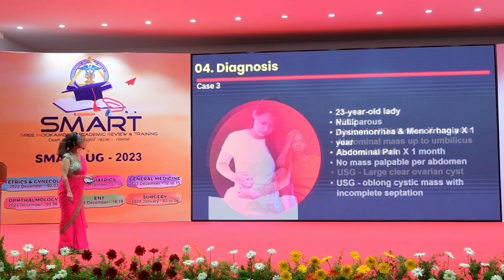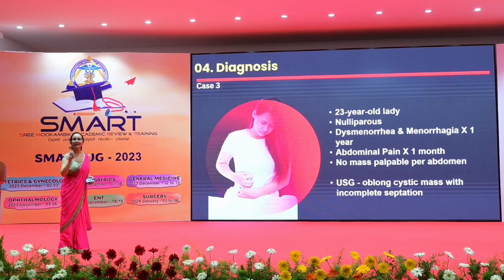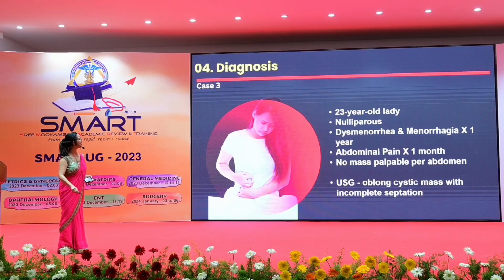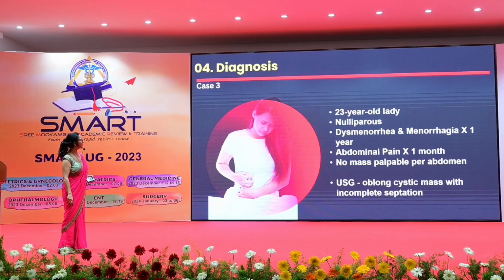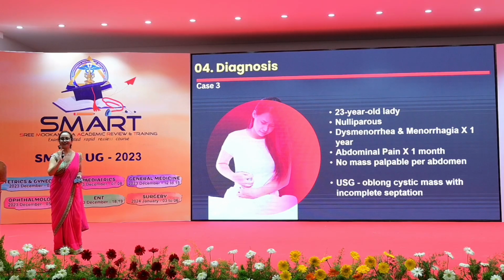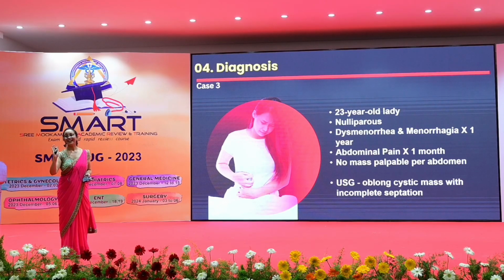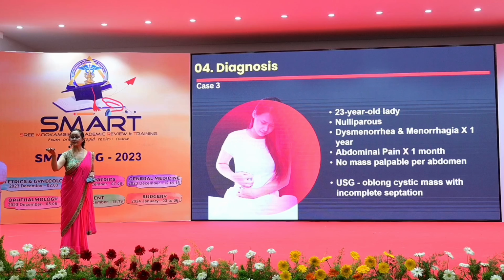Is it clear? 23 years old lady, nulliparous. So everything is important in history. 23 years, parity: she is nulliparous, trying to conceive for 5 years, presenting with dysmenorrhea, menorrhagia for 1 year, abdominal pain for 1 month, there is no mass palpable per abdomen. Okay? What can it be? Ultrasound we have not done. It can be hydrosalpinx, it can be a tubal mass, or it can even be an endometriotic cyst.